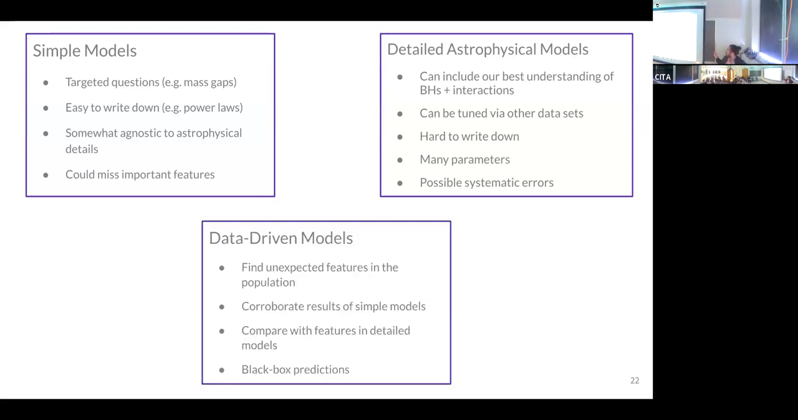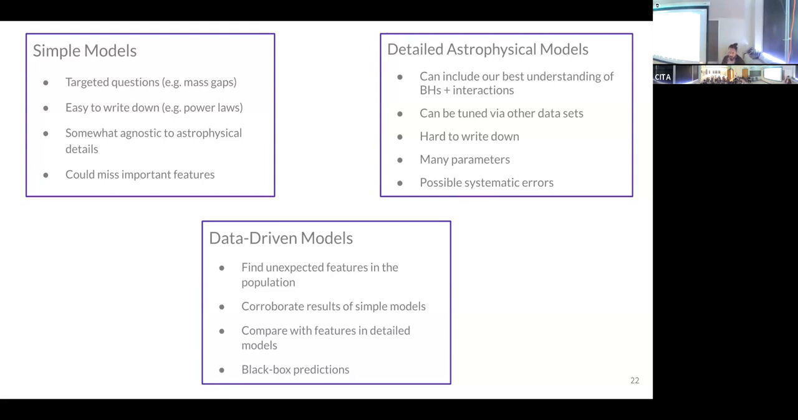And there's one other class of models, which I haven't quite mentioned yet, which are these data-driven models. These are like the simple models, except they have a lot more flexibility, but they have very little astrophysics built in. You can kind of think of them as an analog to machine learning, right? They don't really know anything about what's actually going on. They just have lots of parameters and they latch onto data.